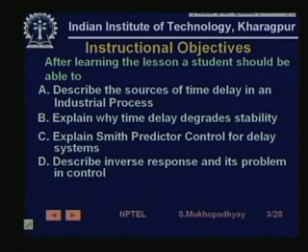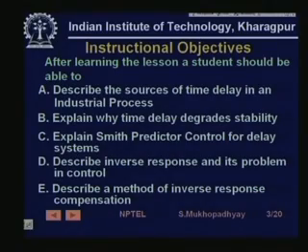Similarly, for inverse response processes, we have to first of all know what is inverse response and how it arises, and at least an example, and what kind of problems it causes in control, and then see one method again of inverse response compensation. So this is what we are setting out to learn today.